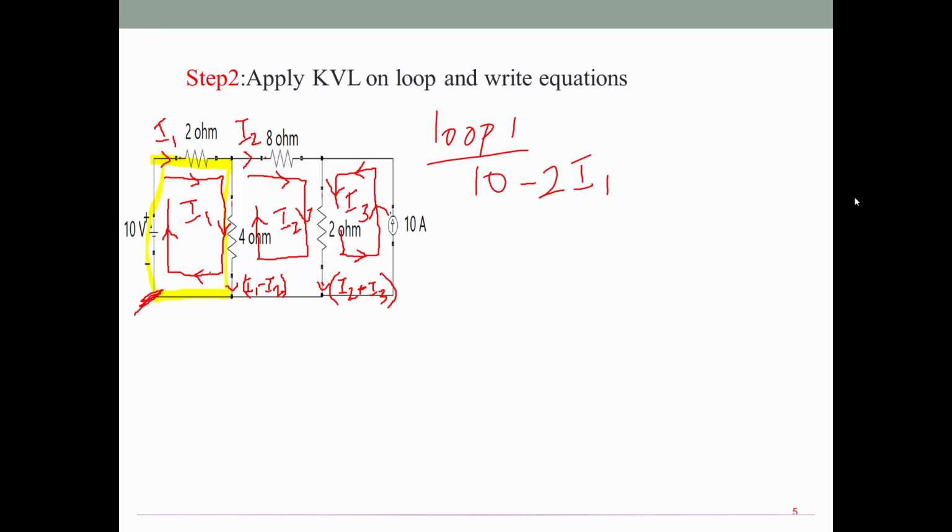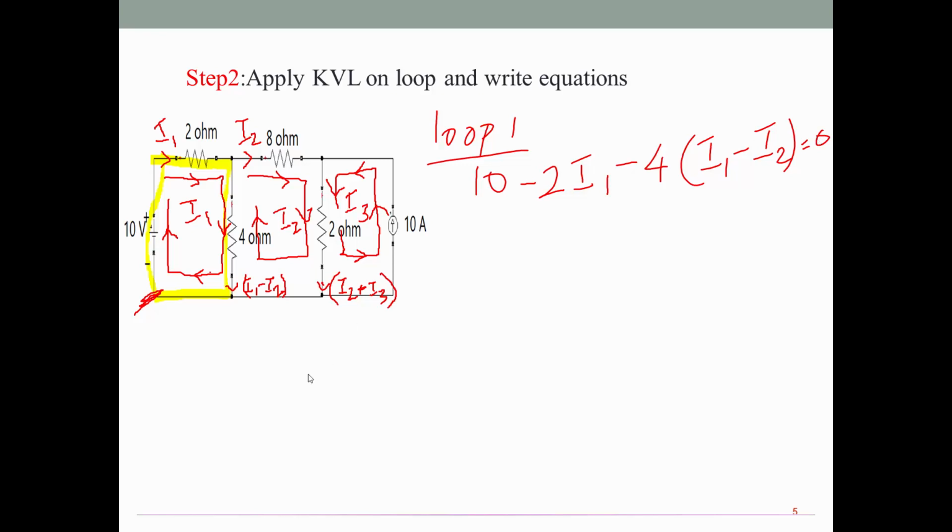Then coming to the third element, it is 4 ohm here. The 4 ohm has a branch current of I1 minus I2, which is in the direction of I1. That means the loop current direction and branch current direction are once again the same here. So minus 4 times (I1 minus I2), which is equal to 0. This is the loop 1 equation.